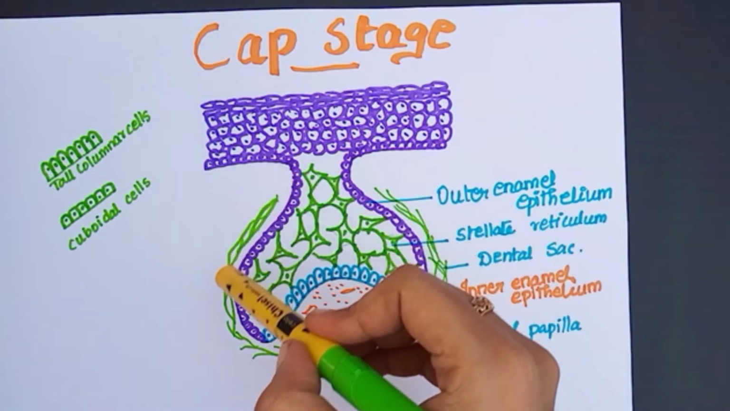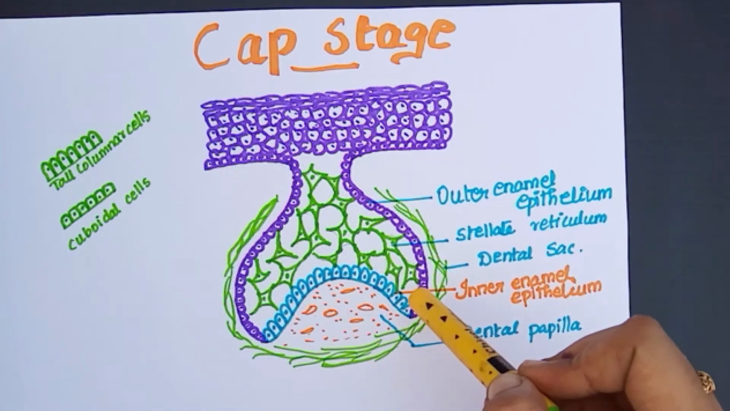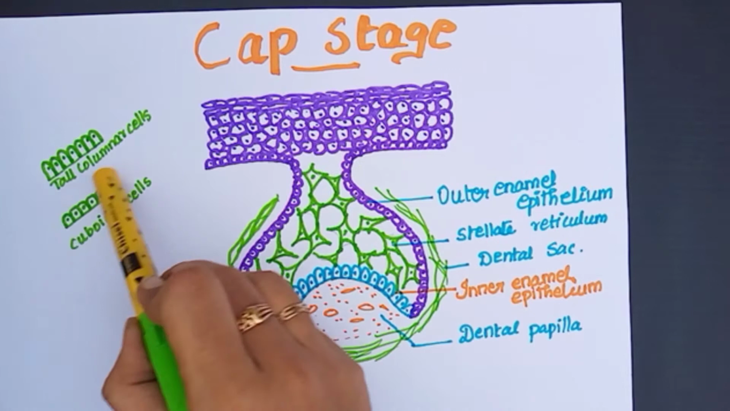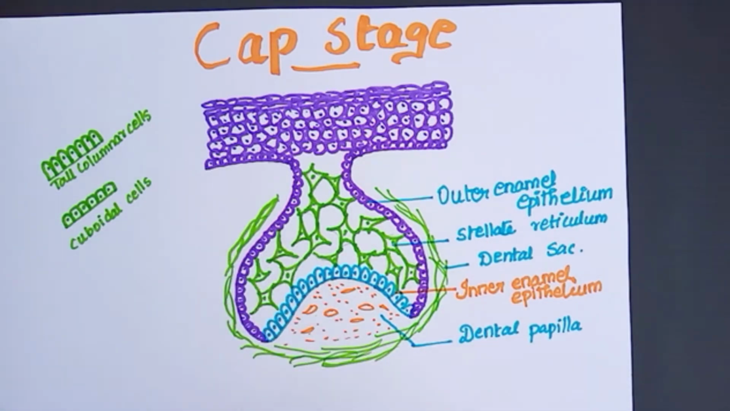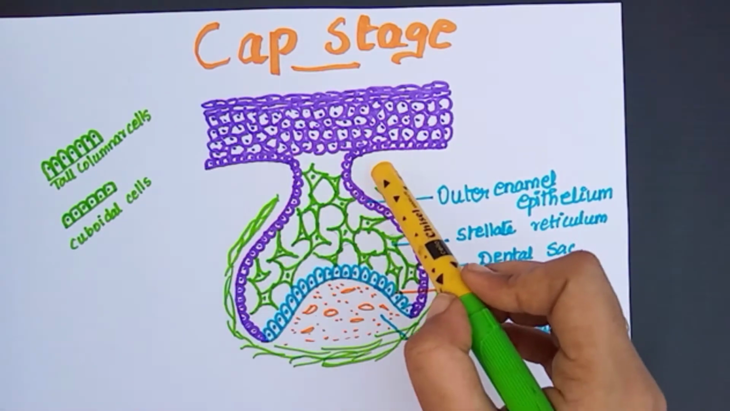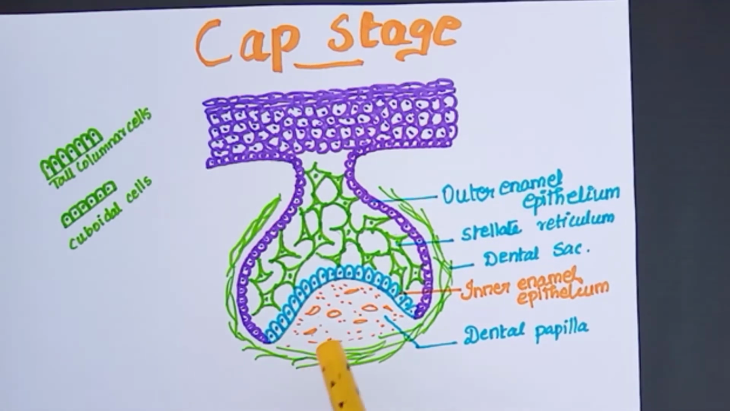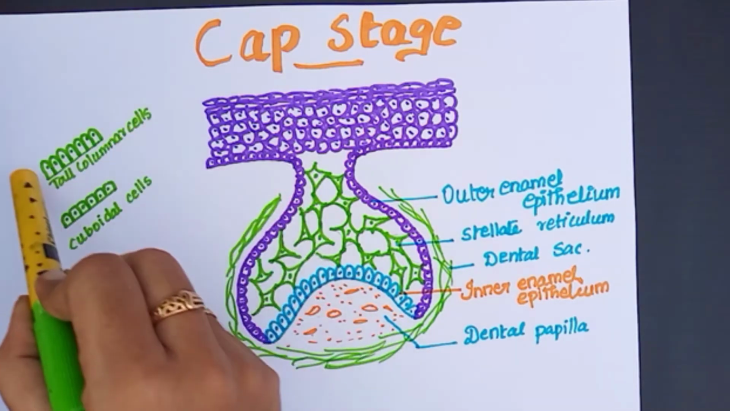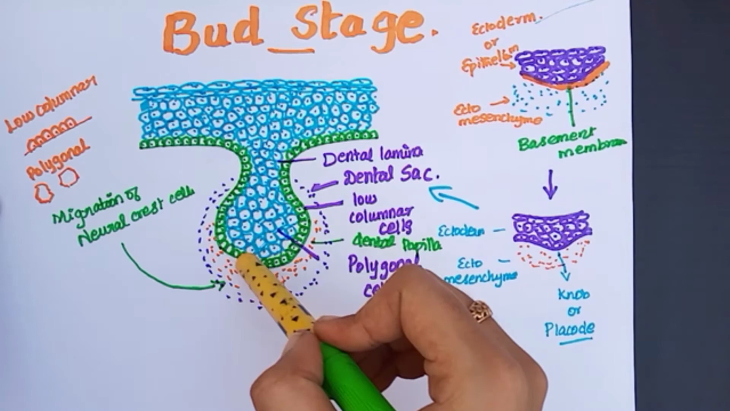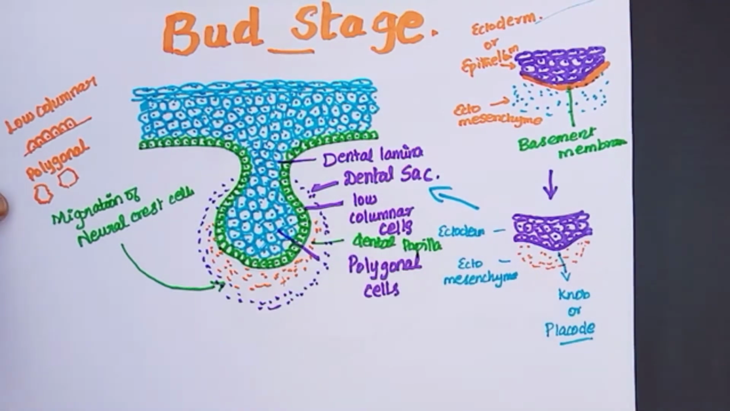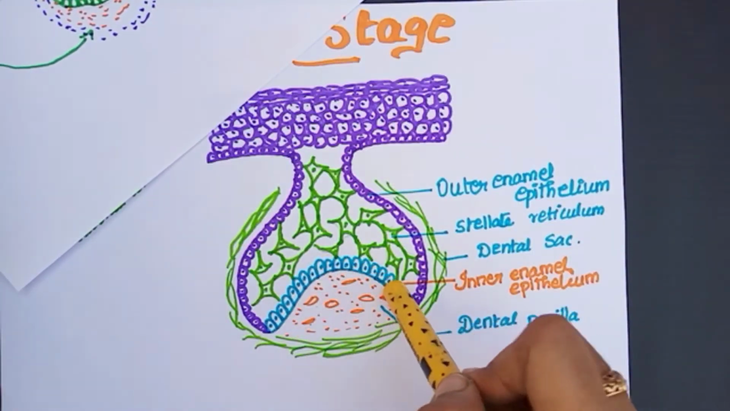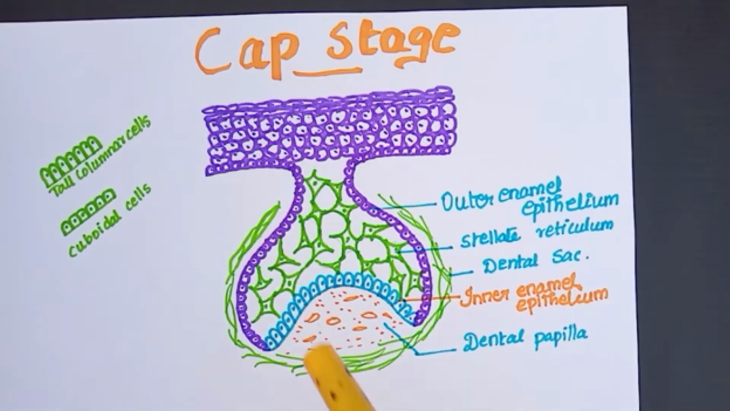The peripheral cells covering the convexity of the cap are cuboidal cells. These are cuboidal cells, alright? These cells covering the convexity of the cap, which are cuboidal, are called outer enamel epithelium. The cells in the concavity become the tall columnar cells. This is how tall columnar cells look. The cells which are low columnar in bud stage change into tall columnar cells, alright? And these tall columnar cells in the invagination are called inner enamel epithelium.